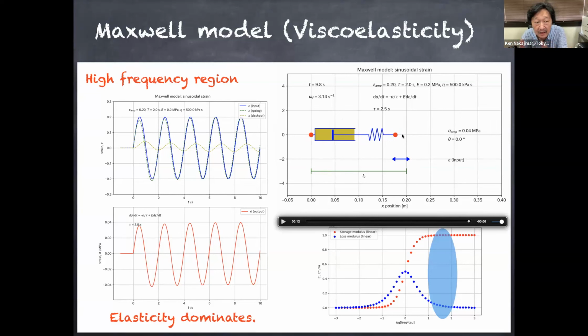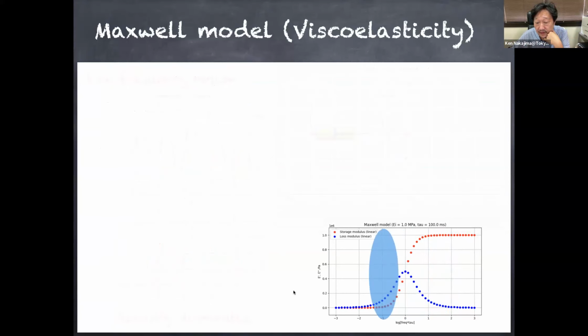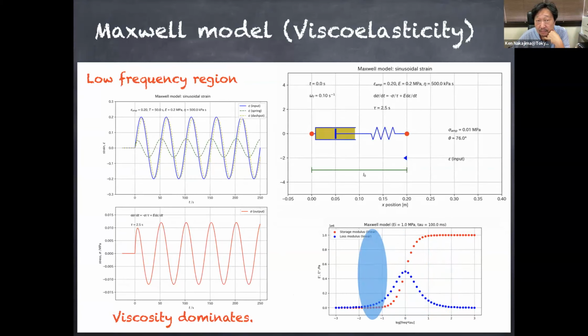So in the high frequency range, this Maxwell model shows elasticity. Elasticity dominates the phenomena. Then what happens in a low frequency region? Sorry, I didn't mention that. I just added these several slides during lunchtime, so you don't have this portion in your handout.